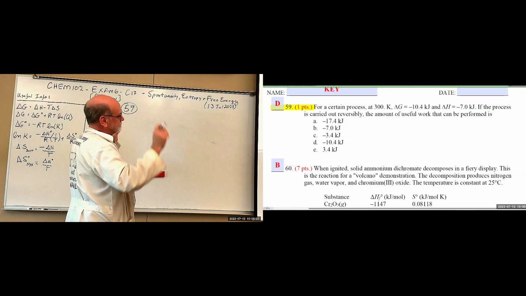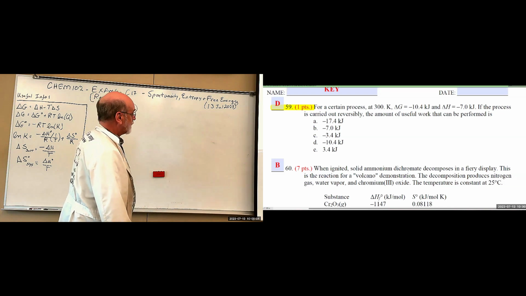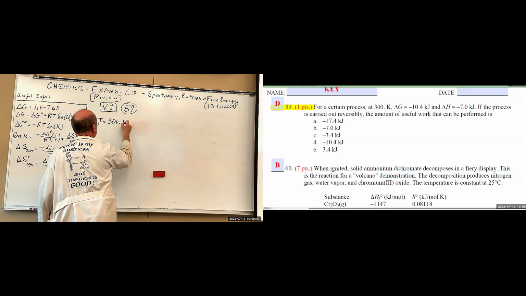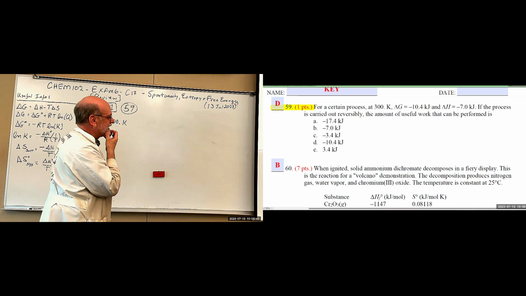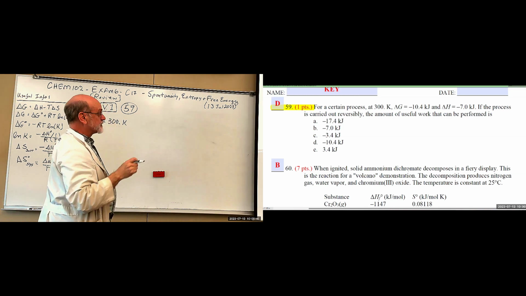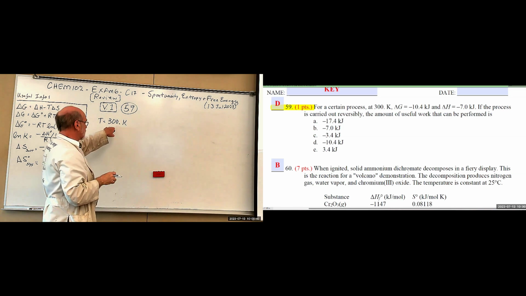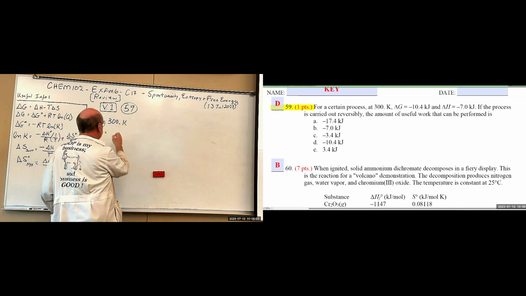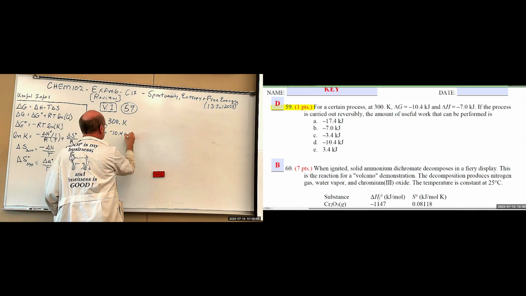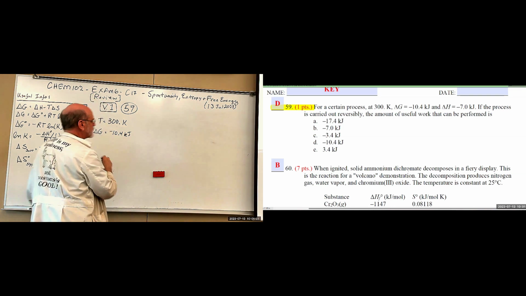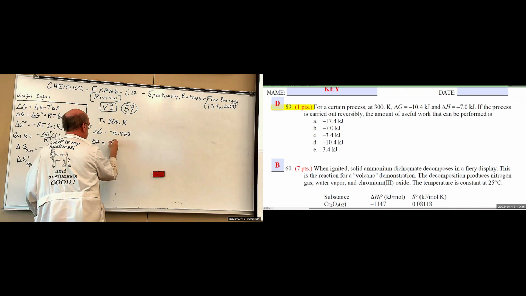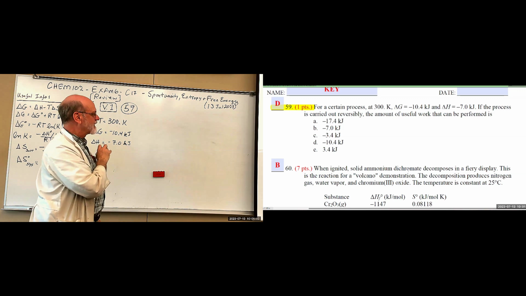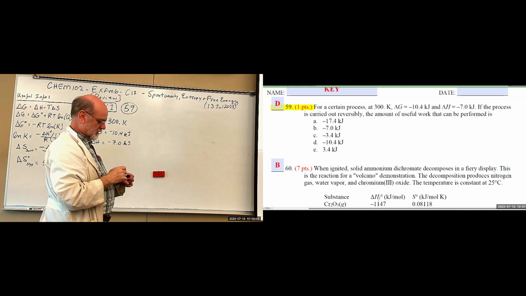A certain process, apparently it doesn't matter what it is, at 300 K, temperature equals 300 K. And delta G is, this is the actual delta G, right? Well, that's obvious because this is not a standard temperature. So the actual delta G for this process is minus 10.4 kilojoules. And the delta H is minus 7.0 kilojoules. Okay. If the process is carried out reversibly, what does that mean?